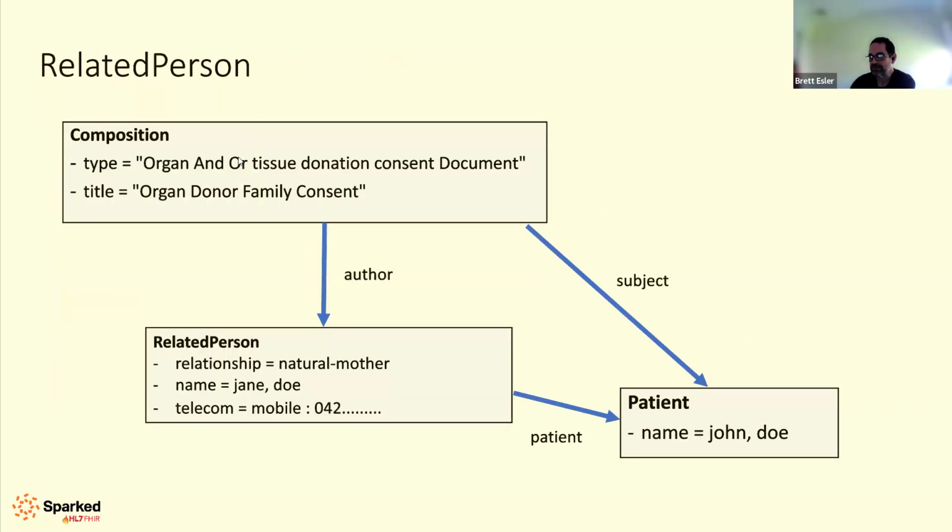So just another example of usage, trying to tie together where you might use things. We have a composition, which is a document. Say it's a tissue donation consent document, particularly a family consent document. We have an author, which is the related person. So the natural mother, Jane Doe, has written this document, and the subject of the document is John Doe. John Doe's mother is Jane Doe, right? So this is about John Doe, but is written by this related person.